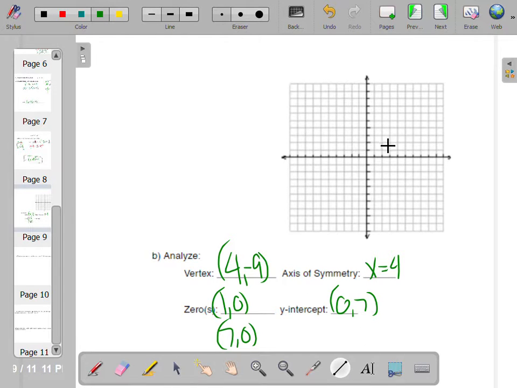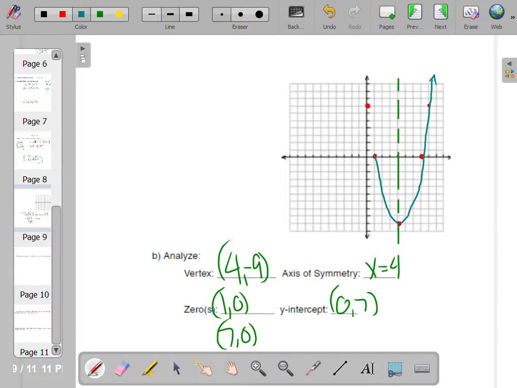Let's draw all of that. 1, 2, 3, 4. There's my axis of symmetry. X-intercepts are 1 and 7. Y-intercept is also 0, 7. I can reflect that. Vertex is 4, negative 9. That's down here. So I've got this lovely looking parabola.